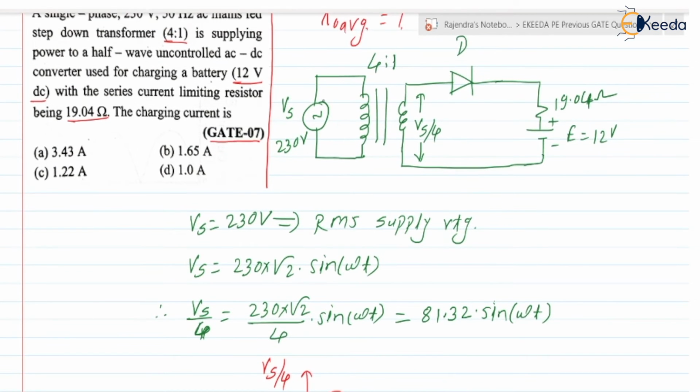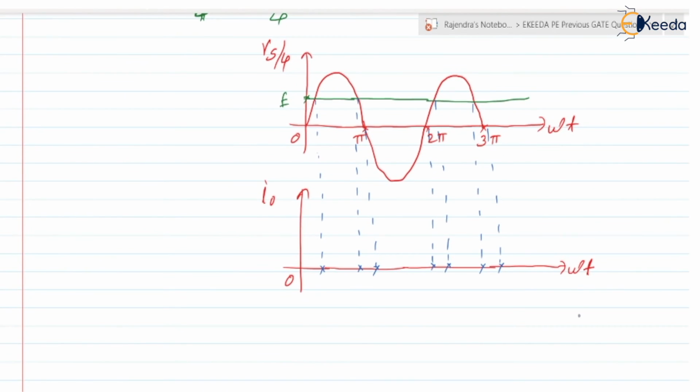When Vs is positive, Vs by 4 will be positive too. Vs positive means definitely Vs by 4 will be positive. So here the voltage is Vs by 4, here the voltage is 0, here the voltage is E. When Vs by 4 is greater than E, the diode will be in the conduction mode. When the diode is conducting, the current that will be flowing in the circuit is Vs by 4 minus E divided by R.